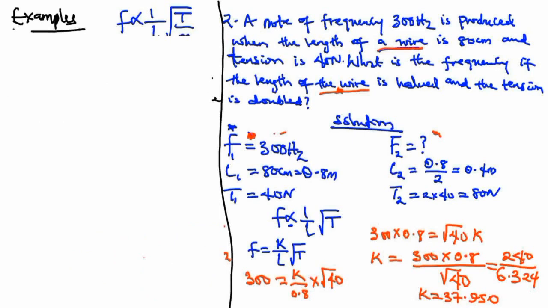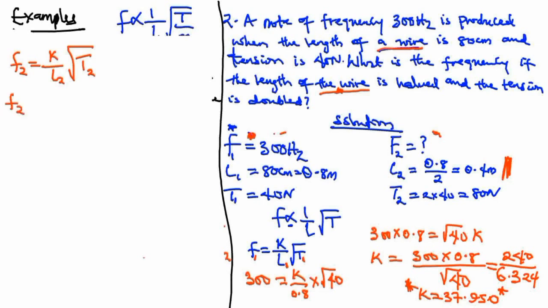Okay, so now we found the value of K. So we are going to rewrite the equation for this one and then insert the value of K. So the equation for that will be, remember, do not forget that this is F1, this is L1, and this is also T1. So F2 will be equal to the same K because that's a constant, over L2 then times the square root of T2. What is our F2? That's what we're looking for. We don't have that value yet.